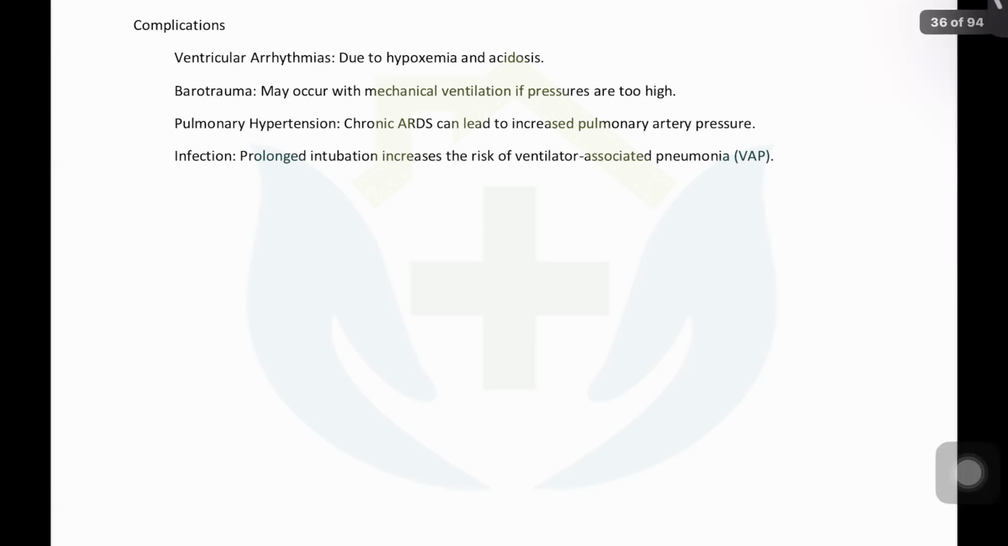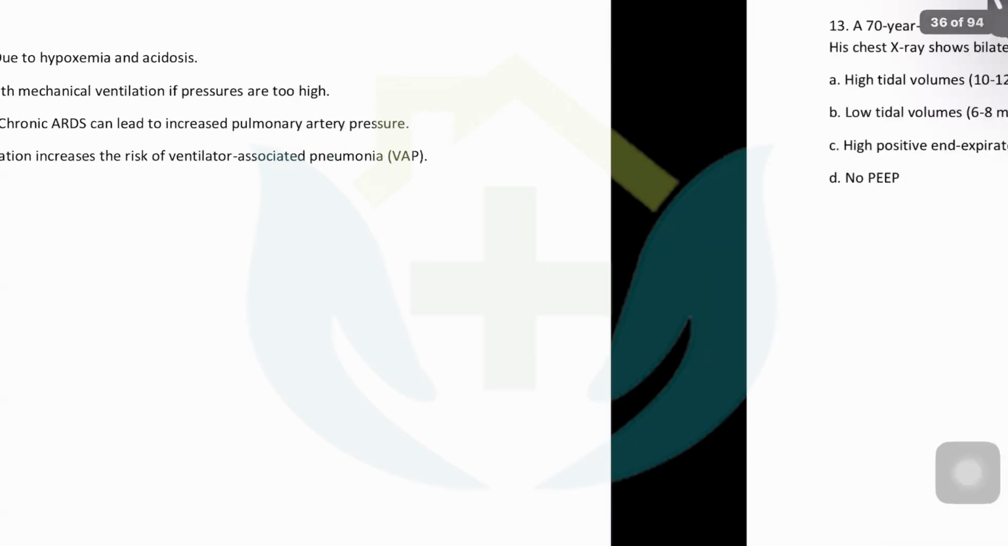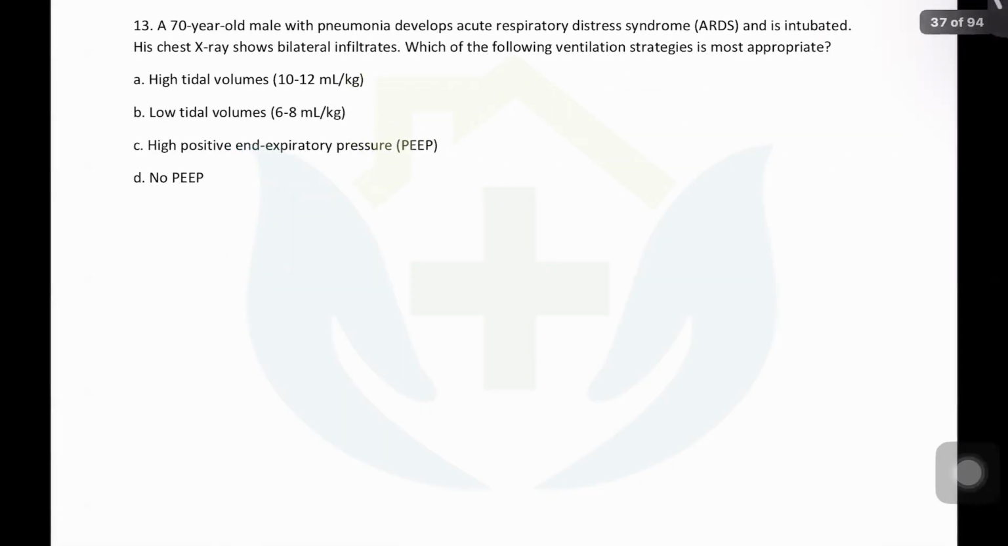It is equally as important as DVT prophylaxis. So these patients you should always give DVT prophylaxis, because in these patients in whom we are using high PEEP, the venous stasis is more, and the chances of DVT are also more. So ventricular arrhythmia, barotrauma, pulmonary hypertension, infection, DVT, all are some of the complications.